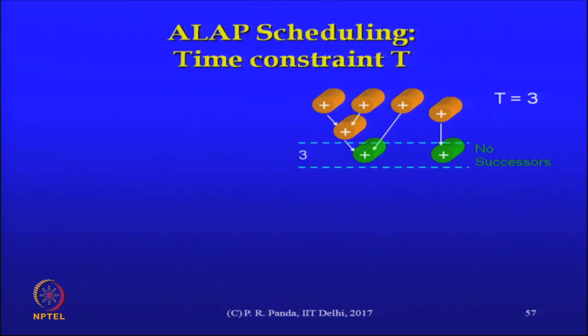Correspondingly, we can do an ALAP schedule. The idea is analogous, but we are trying to find out the latest that you can schedule any node. Given the same graph, what is the latest that we can schedule any node? The strategy would be similar, but we go in the reverse direction. But how does one go about it?